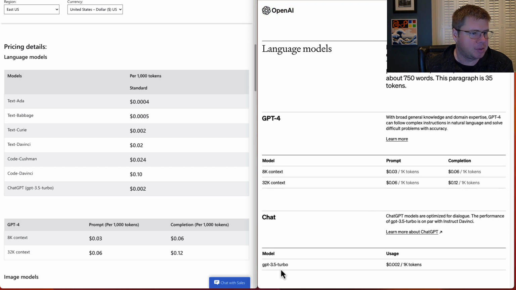So we've got ChatGPT 3.5 Turbo, 1,000 tokens. It costs you two tenths of a cent, which is the same price on Azure. And GPT-4, 8K context, prompts, 3 cents per 1,000, and 6 cents for completions, and for the 32K context, 6 cents and 12 cents. So it's basically the same price for both ChatGPT 3.5 Turbo and ChatGPT 4.